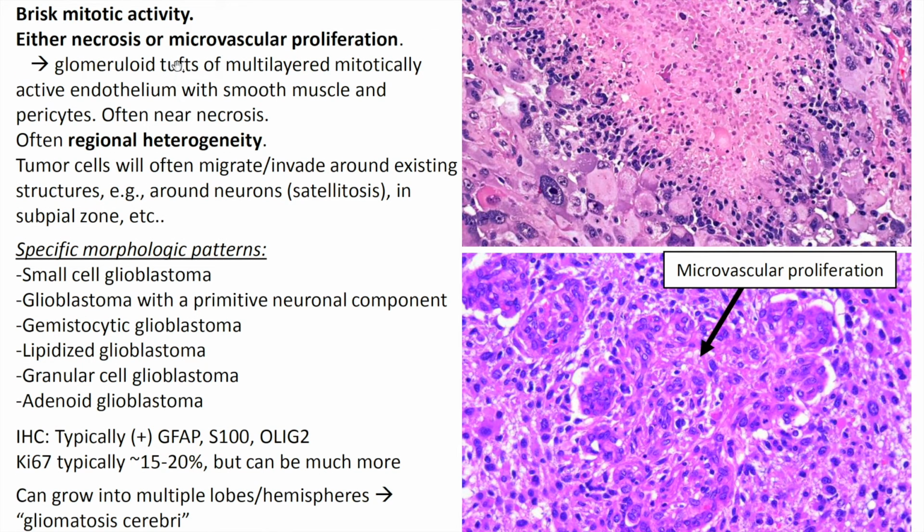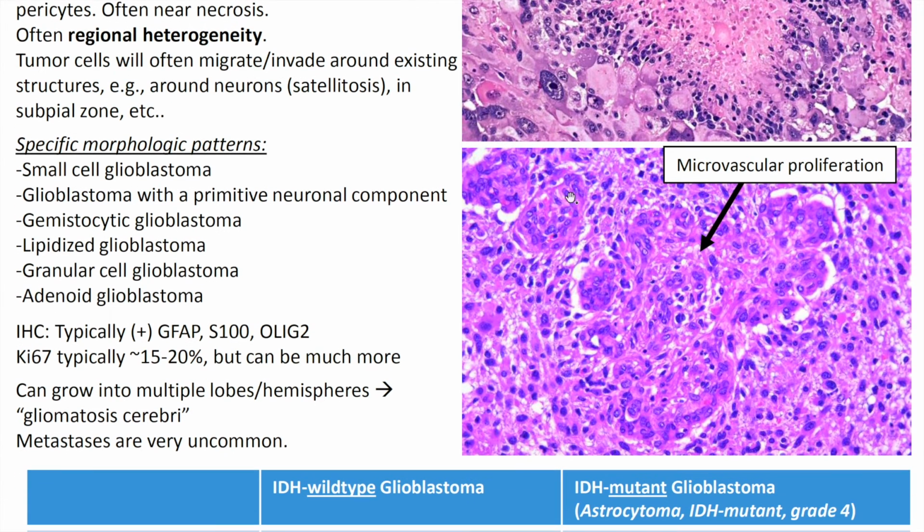You can have glomeruloid tufts of multi-layered, mitotically active endothelium with smooth muscle and pericytes, often near necrosis, and you can often have regional heterogeneity. And tumor cells will often migrate or invade around existing structures and around neurons, which is known as satellitosis. So there's specific morphologic patterns of glioblastomas, including small cell glioblastoma, glioblastoma with a primitive neural component, gemistocytic glioblastoma, lipidized glioblastoma, granular cell glioblastoma, and adenoid glioblastoma.